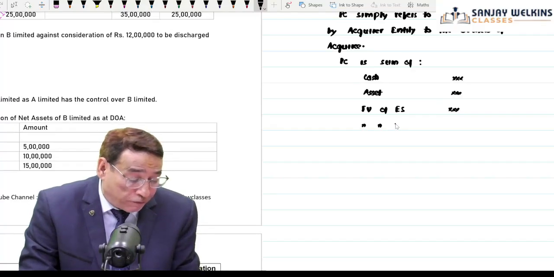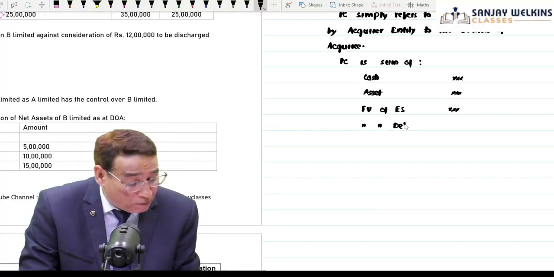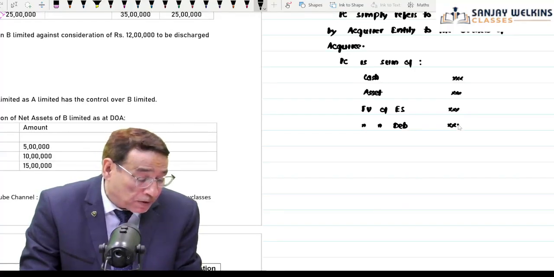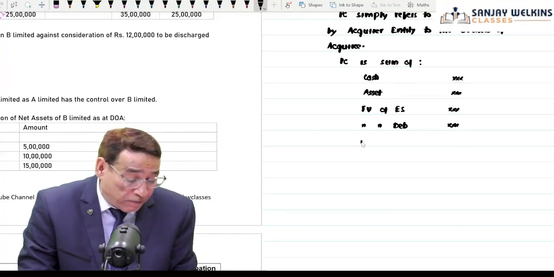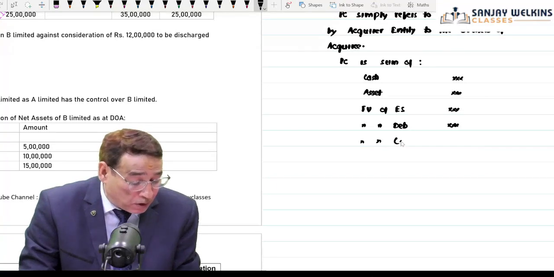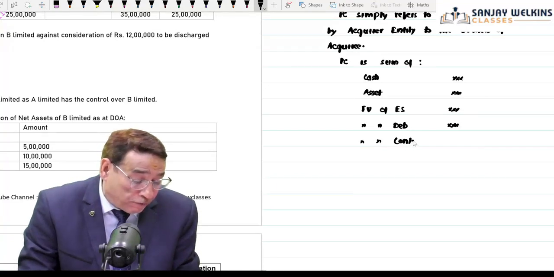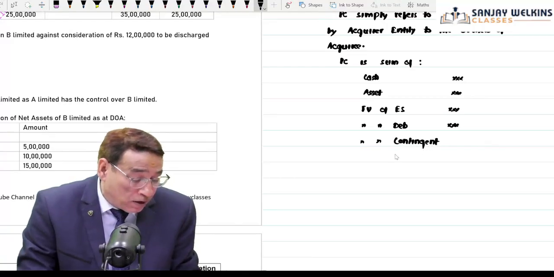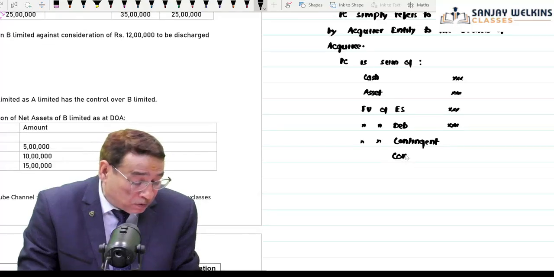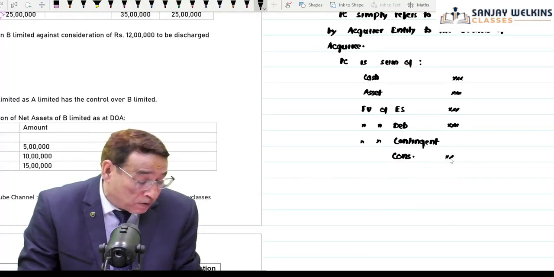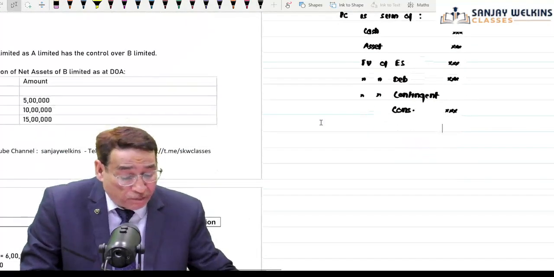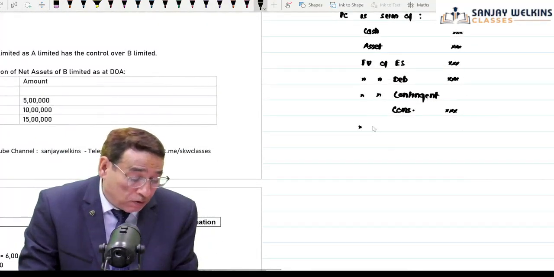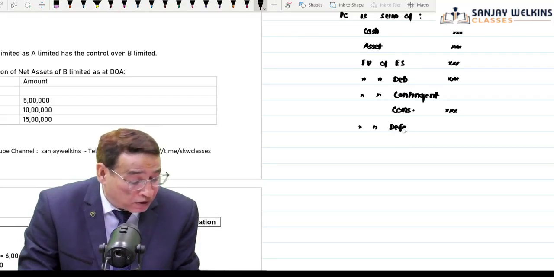Fair value of debentures. Then we use a word, contingent consideration. Fair value of contingent consideration. Then the fair value of deferred consideration.